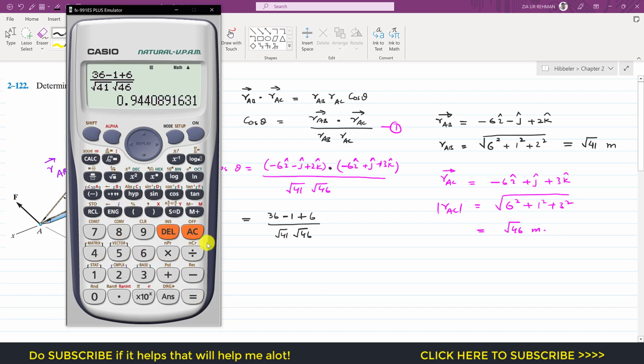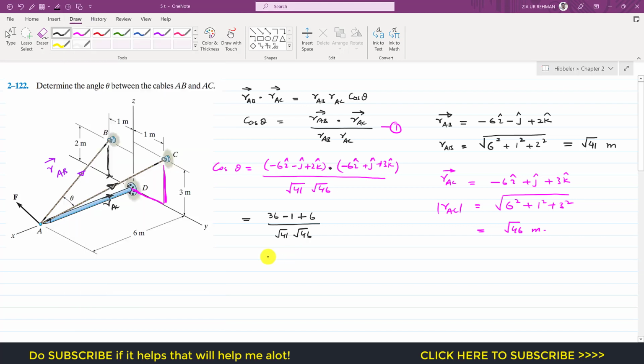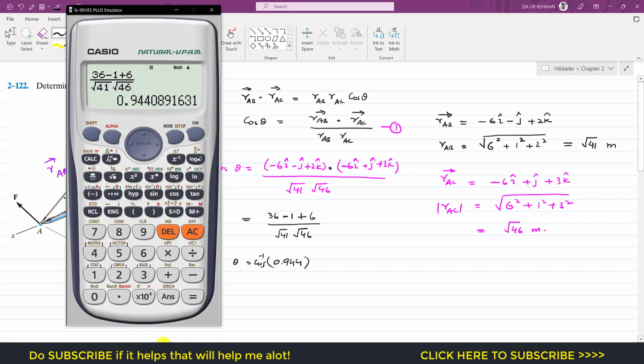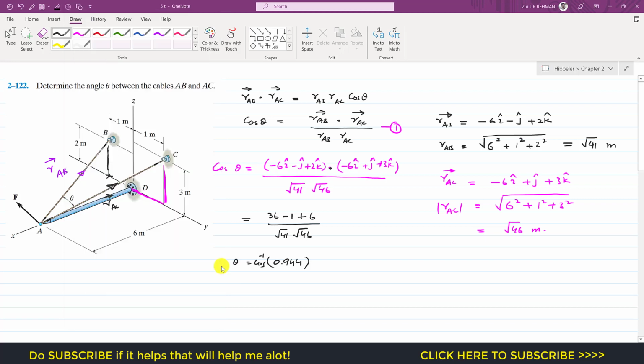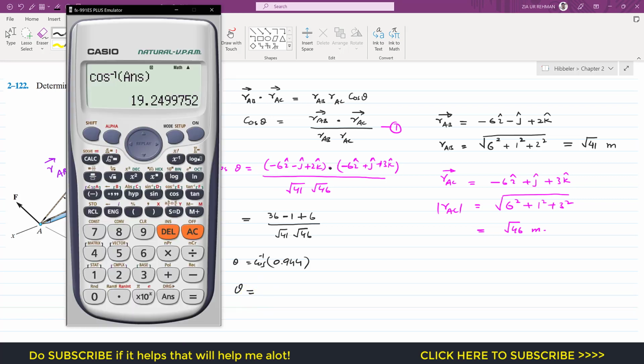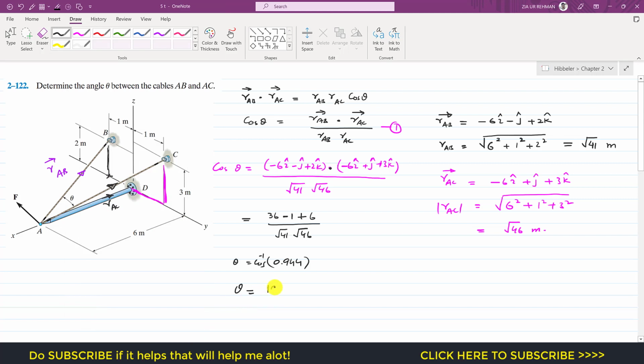This gives us 0.944. So cos of theta is equal to 0.944, and if we take cos inverse, then we will be able to find that theta. So if I take the cos inverse of the answer, that is 19.25 degrees. So theta between both of the cables is 19.25 degrees.